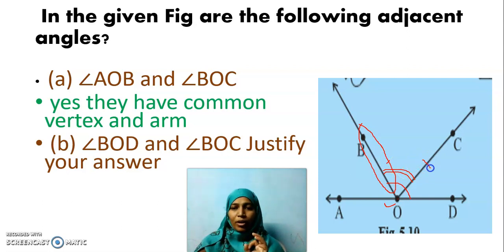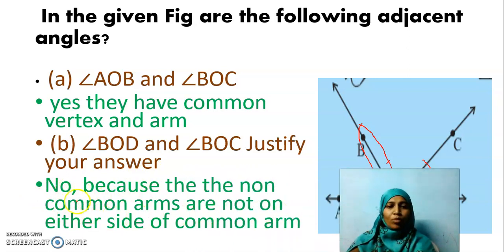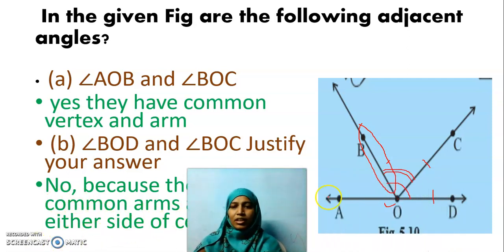The non-common arms, these two are non-common arms, no? These should lie on either side. One should be on one side, the other should be on the other side, opposite side of that common arm. But both of them are lying on the same side of this common arm. So, BOD and BOC are not adjacent angles, because the non-common arms are not on either side of the common arm. It is not satisfying the third condition.